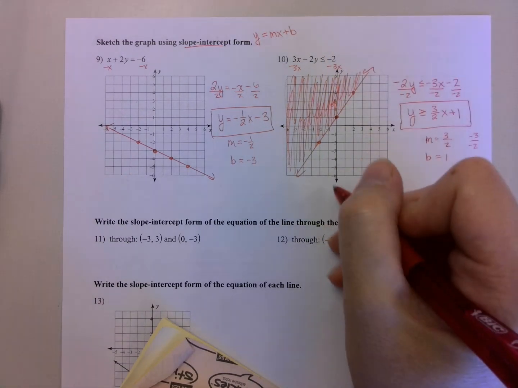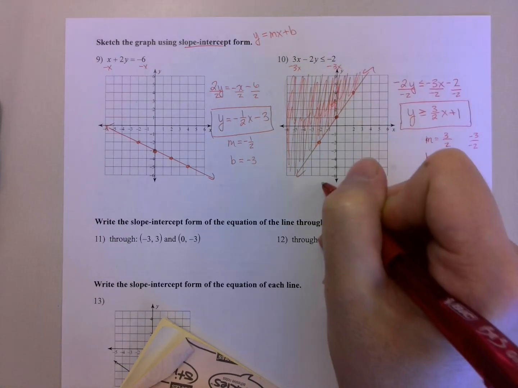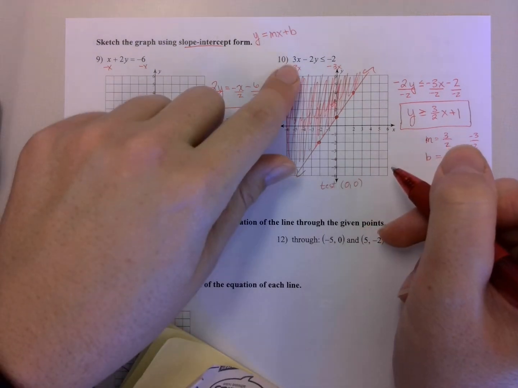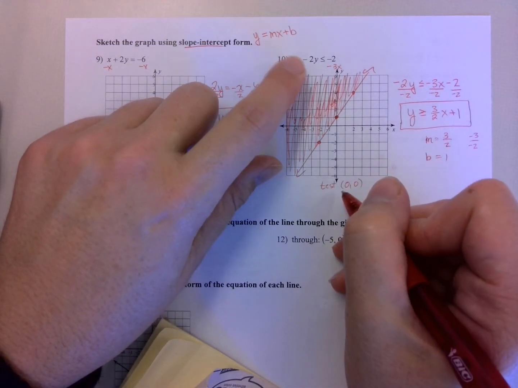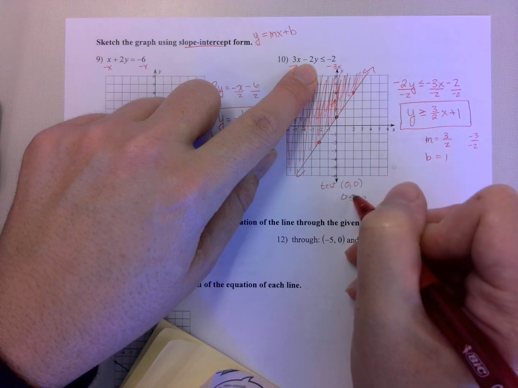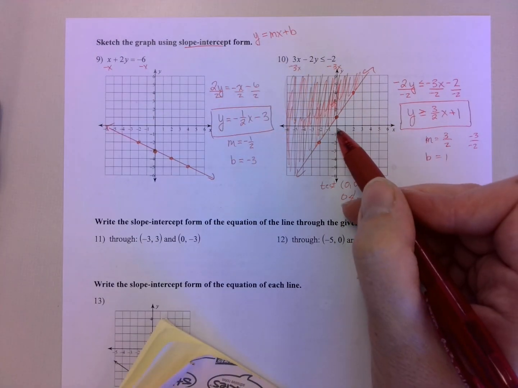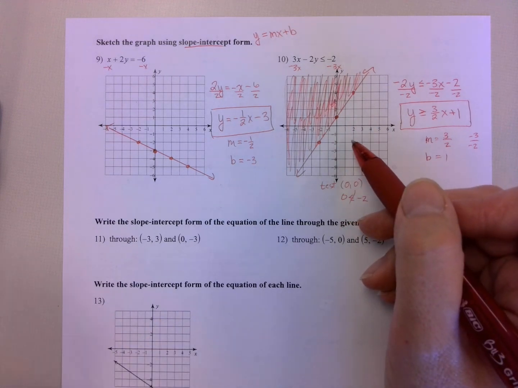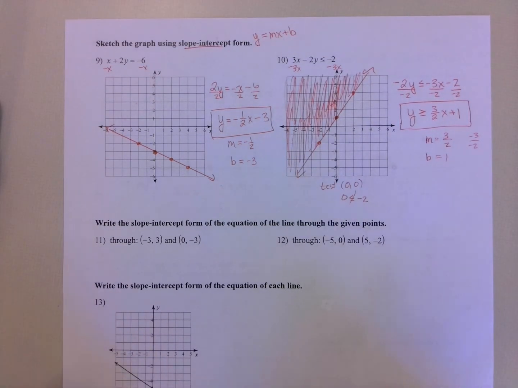Again, if I did a test point of 0, 0, I can go back to the original, or I can do it in here. That'd be 0 minus 0. Is 0 less than or equal to negative 2? No. And since 0, 0 doesn't work, that means nothing on that side of the graph works. So it has to be the other half.